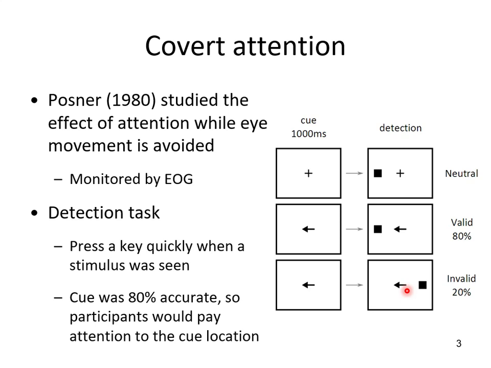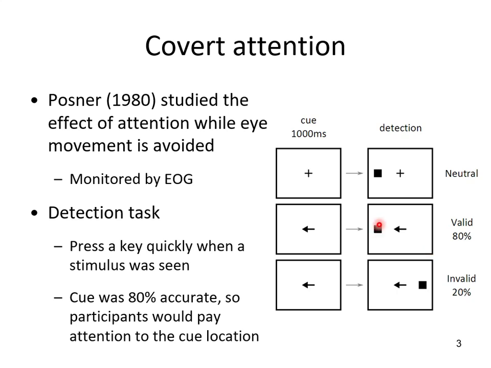Now you can well imagine that if you move your eyes, following this arrow, you move your eyes here. Then when the target actually occurs here, you will need to move your eyes from here to here. Then you will see an attentional cost, right?